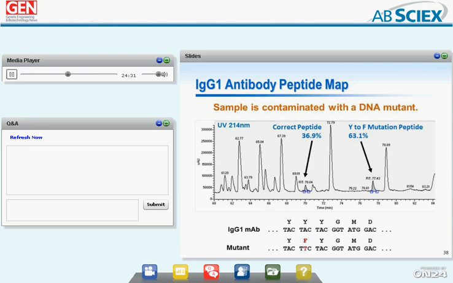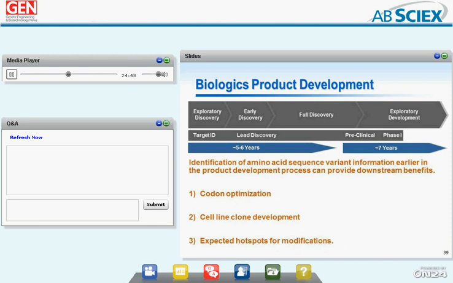When we track this back to the original DNA sequence, the location of this tyrosine shows that it was an A to T mutation in the DNA sequence, which led to basically a chimera of these two products being created. When we go back to my overview slide looking at biologics product development and looking for all of these amino acid sequence variants, there's been a larger push to look for them earlier in the product development. The potential payoff is that this can provide downstream benefits by working on codon optimization, helping you with cell line clone development, and looking for expected hotspots for modifications.